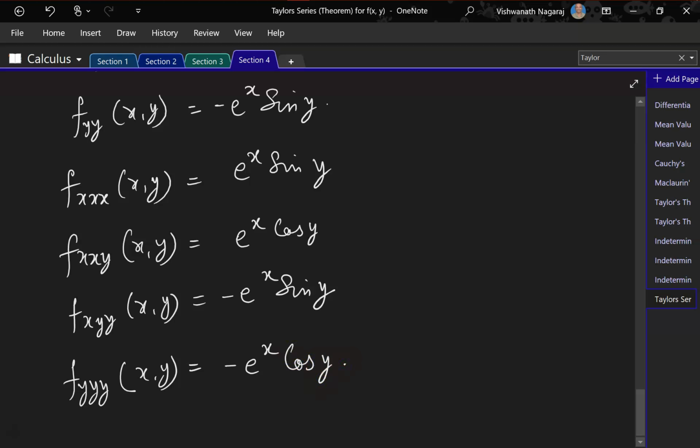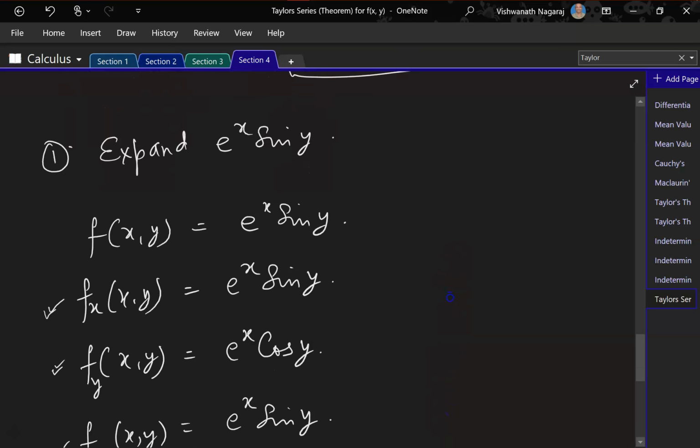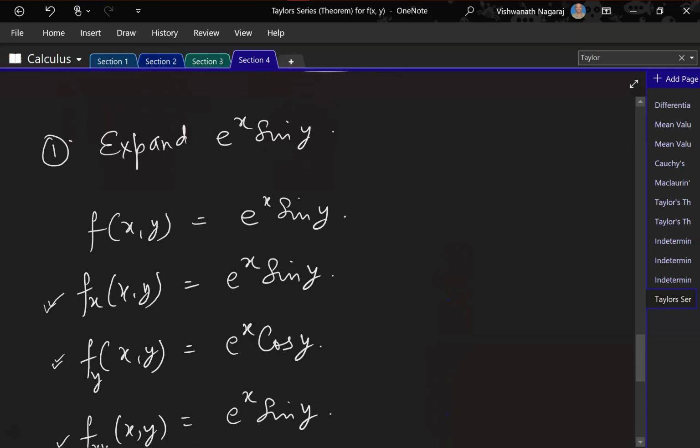Now if you want to proceed further, again follow the same procedure. Okay, now one thing that I didn't mention here is that we have to write it in terms of powers of x and y. Okay, and we'll stop at the third degree.